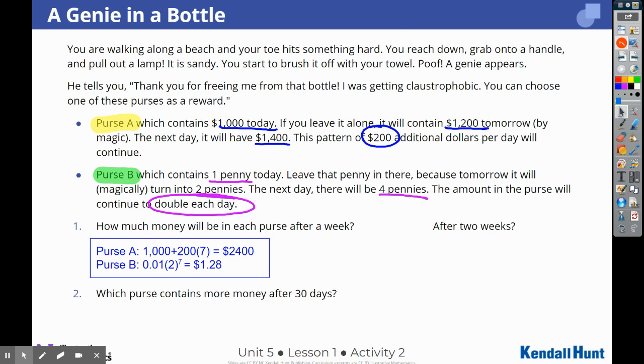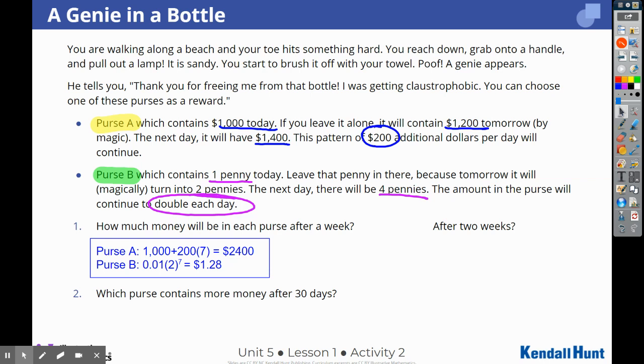If I raise that to the third power, I would get 4 pennies for the third day. And so if I raise it to the 7th power, I'm going to end up with what day 7 would be. And so that's going to give you $1.28. So after the first week, I bet everyone's going to pick purse A. Okay, stay with me. Let's see, what about after 2 weeks?